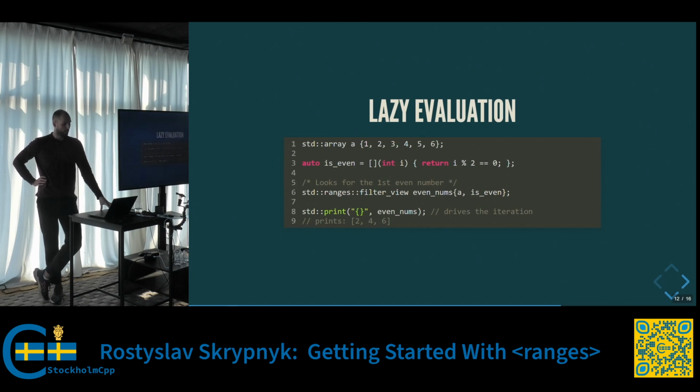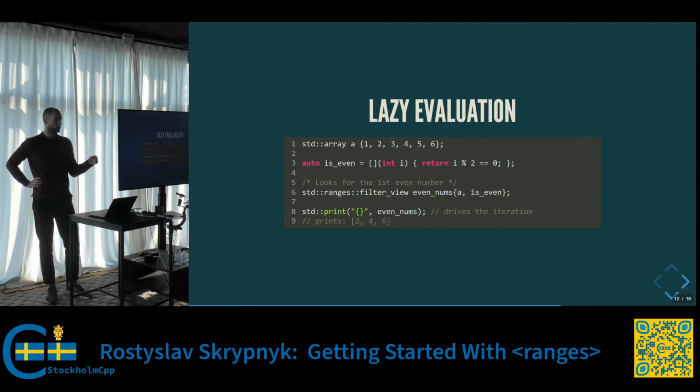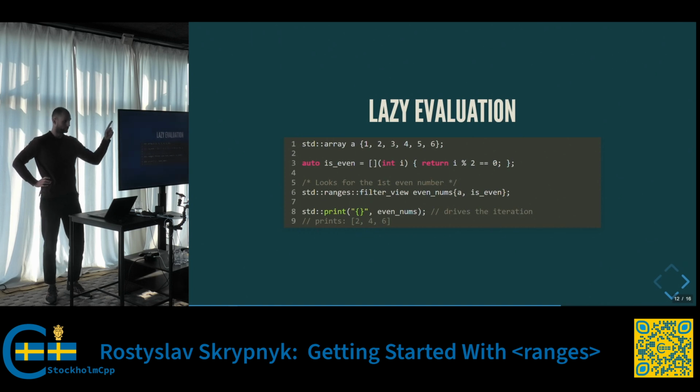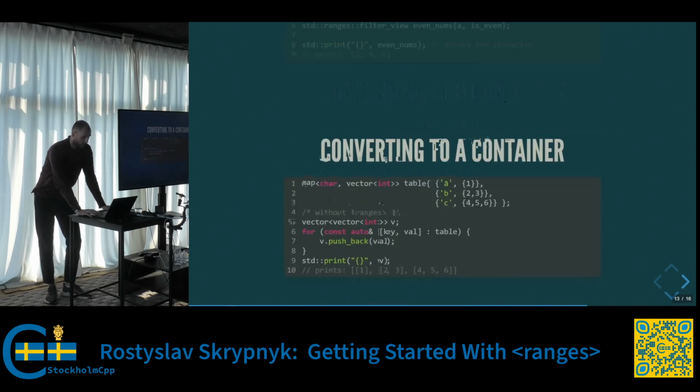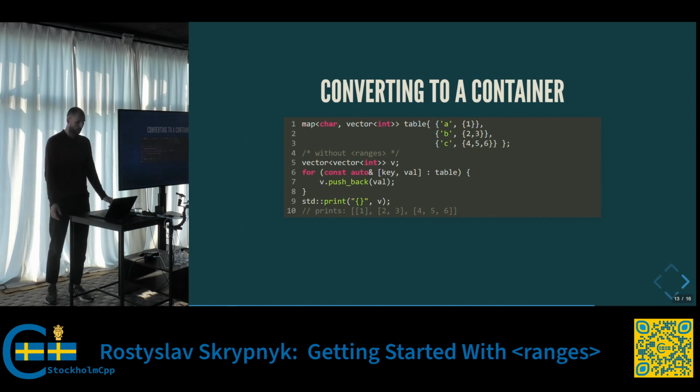Good, we stop there. Now we shove it into print, and that's what drives the iteration. So from that moment on, we will continue. And then if you want to reuse this again, the even nums filter view, this will happen from 2 again. Yeah, so that will be cached inside of the view. So what to do if you want to iterate multiple times? You don't want to repeat the computation. Well, you put it into a container.